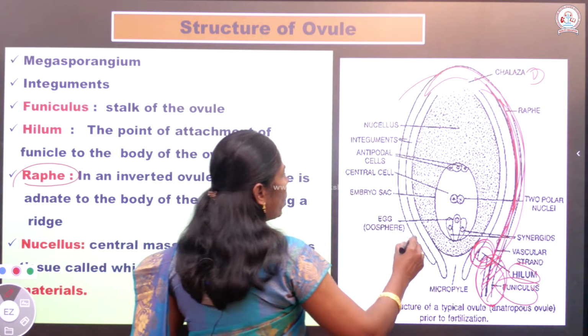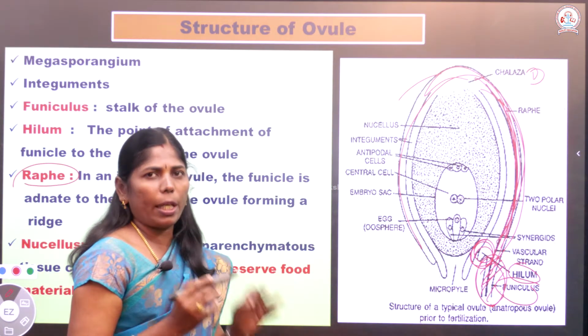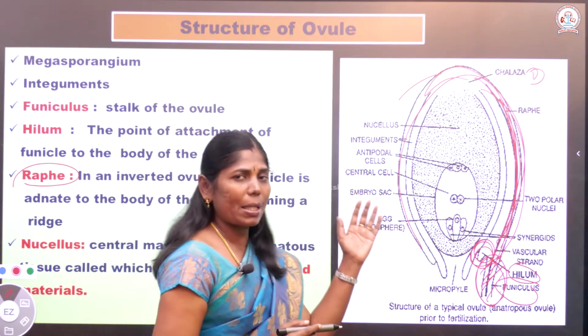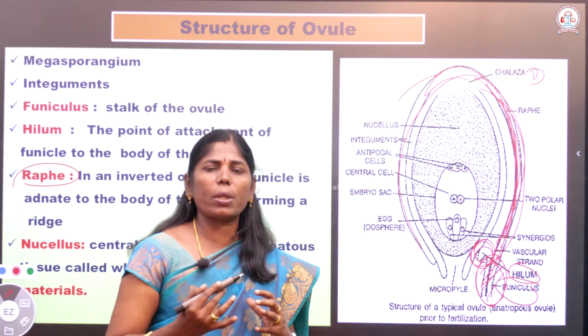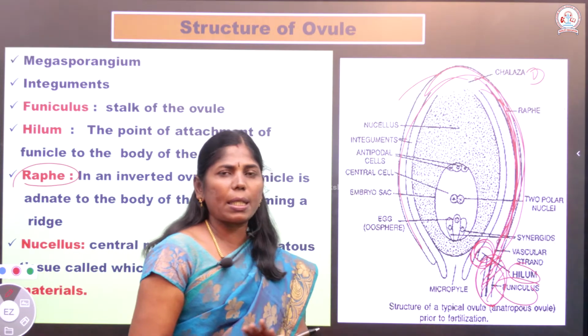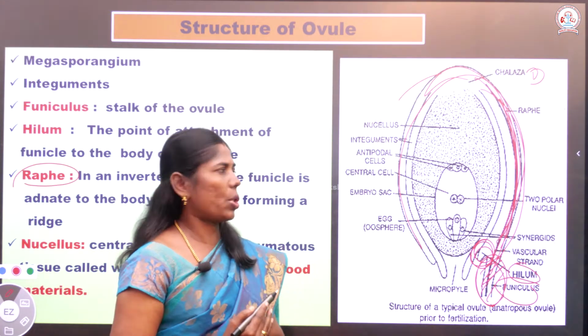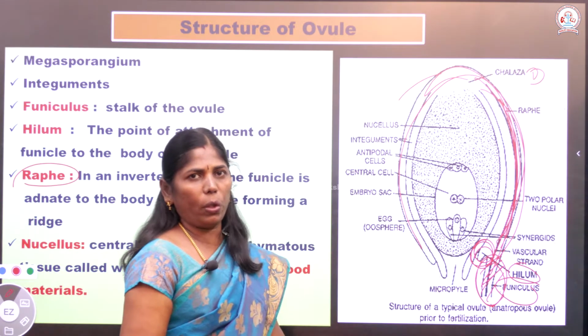This is the integument. So what is the integument? The protective covering of the ovule is called the integument. It has two integuments or a single integument. If it has two integuments, that is known as the bitegmic condition. If it has a single integument, that is the unitegmic condition. The inverted ovule has two integuments.